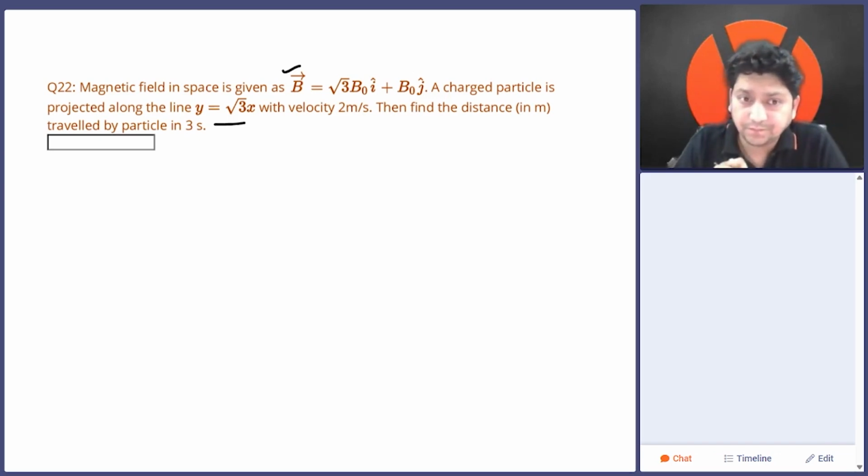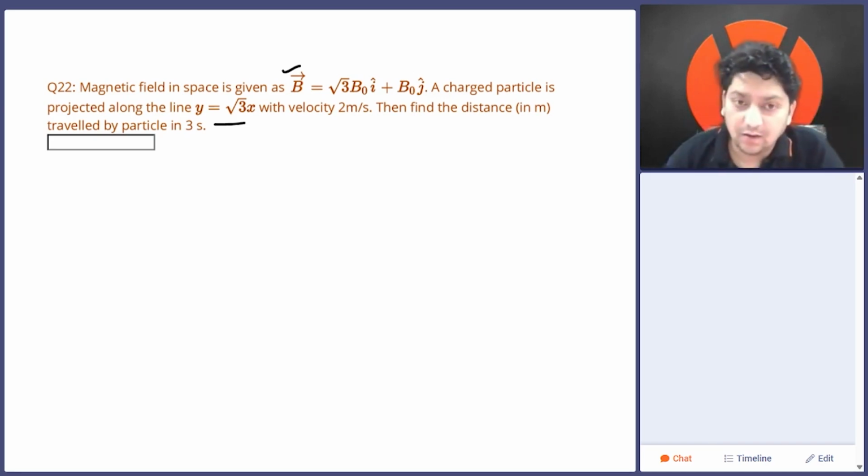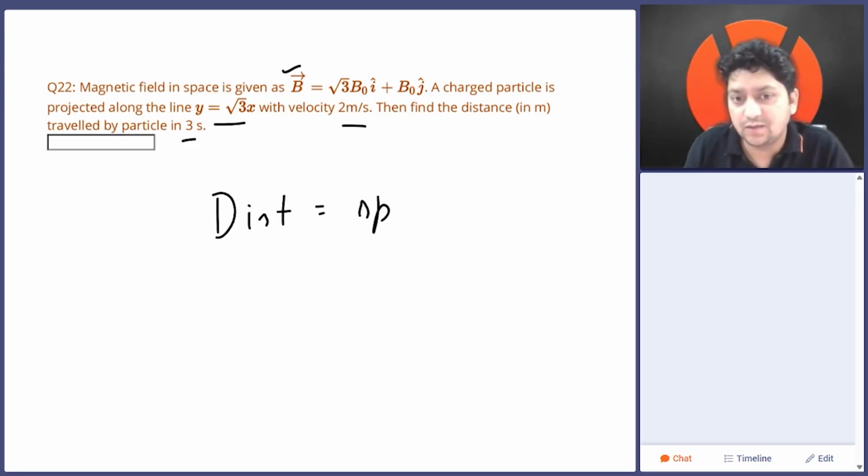So the charged particle will be moving in the xy plane, and we know that there is no change in kinetic energy. The particle will be moving with a constant velocity, and that constant velocity will be nothing but 2 meters per second. So the distance traveled in 3 seconds will be just distance equal to speed into time.